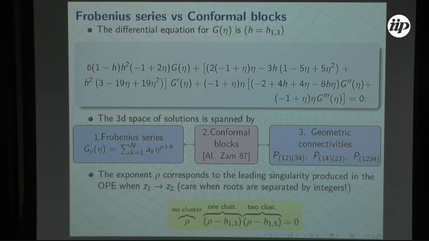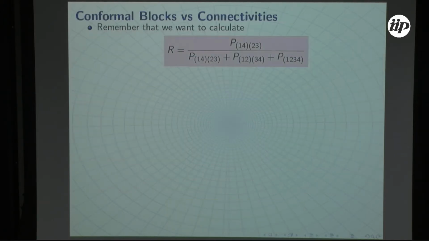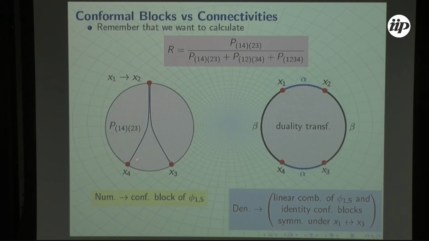Okay, so then we need to understand what these numerator and denominator are in terms of the solutions of the linear differential equation. And this we can do in a certain heuristic way by looking at limits, basically as Cardy also did in his famous paper. So the idea is simple for the numerator. It's really rather easy to understand what is happening, because the numerator is the probability that 1 is connected with 4 and 2 is connected with 3, but in all the process, they are disconnected from each other.